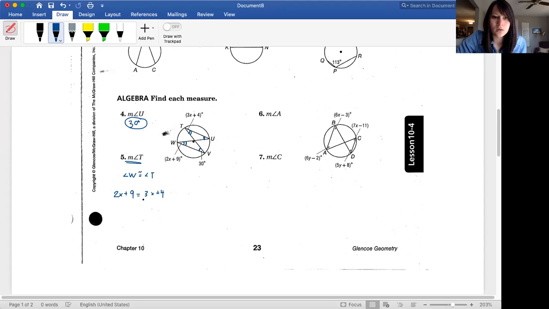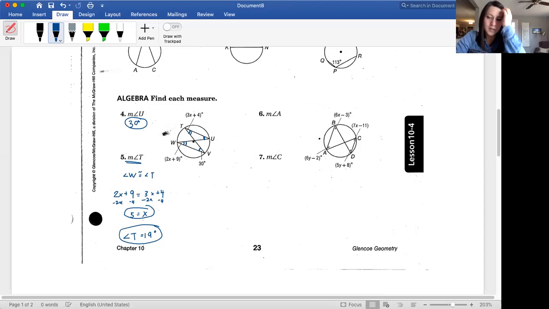So let's work this out. We're going to subtract 2x on both sides, minus 4 on both sides. This becomes 5, and this becomes x. So x is 5, but I'm not done. I need to plug that back in. So 3 times 5 is 15. 15 plus 4 is 19. So angle T is 19 degrees.